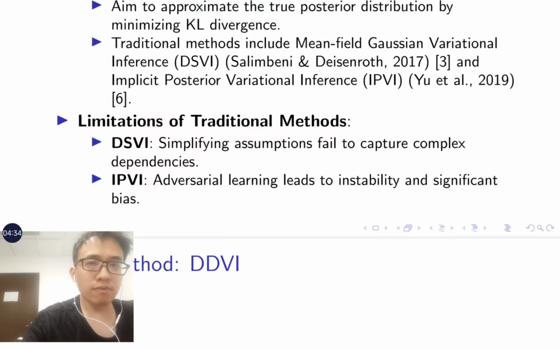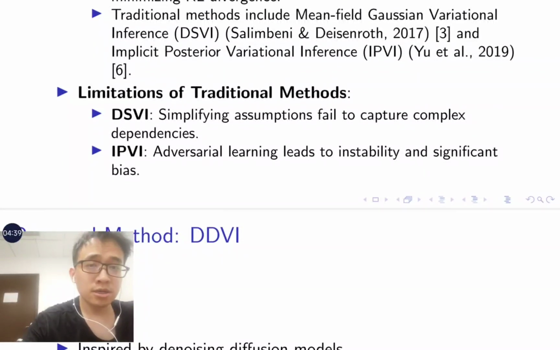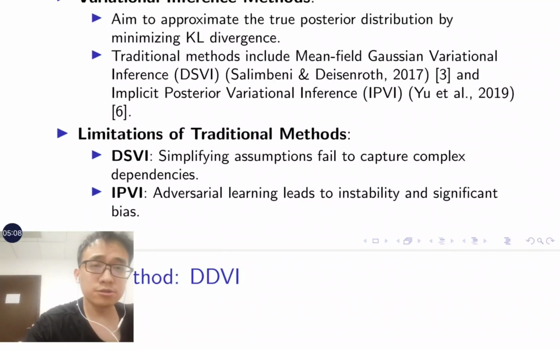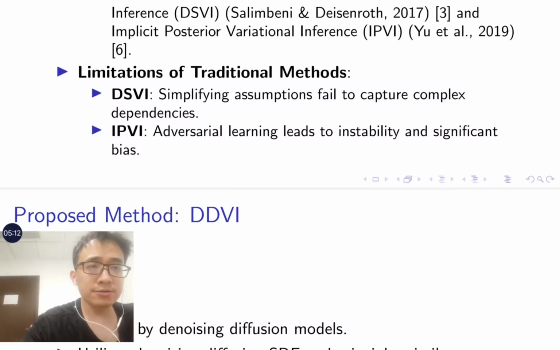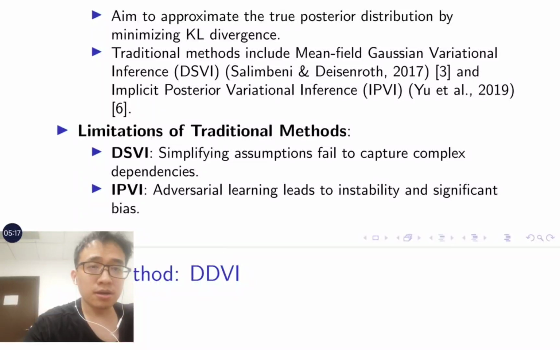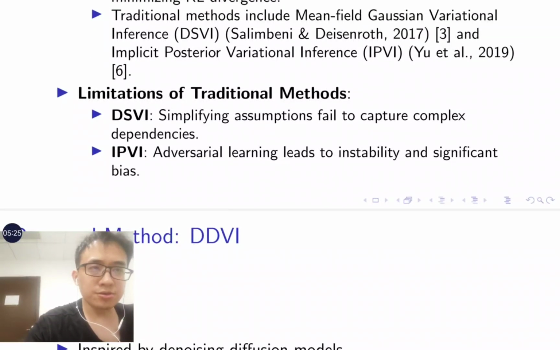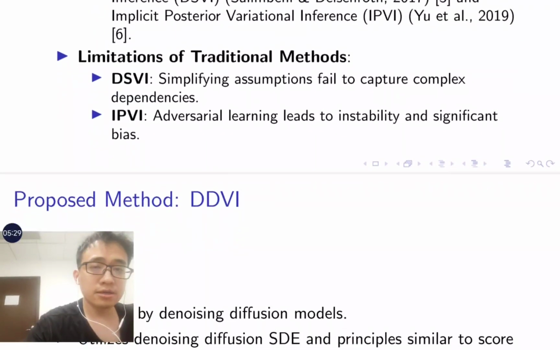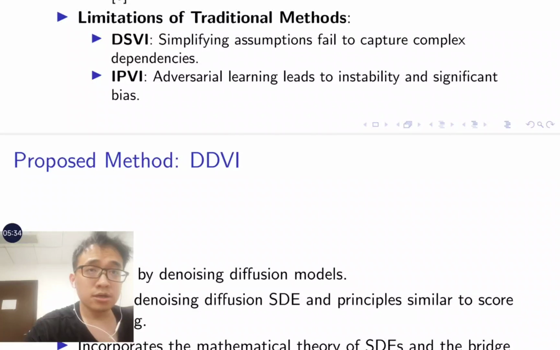We all know the limitation of these traditional methods, where the simplified assumptions of SVI fail to capture complex dependency, because it uses a factorized model of the variational distributions. And implicit posterior VI uses adversarial learning. This can lead to instability and significant bias. These are some limitations of traditional methods.